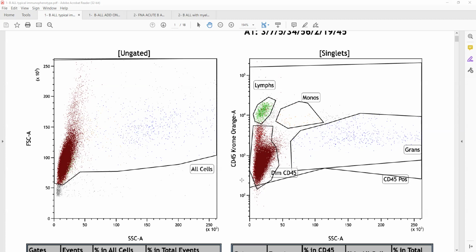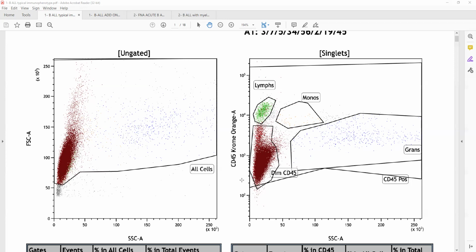CD19 is expressed throughout B-cell maturation, and you cannot use CD19 to decide whether you're dealing with an immature population or a mature population, but you can use it to specify that you're dealing with a B lymphoblast population. So we said CD19, CD22, and CD79A. These are B-cell associated markers.